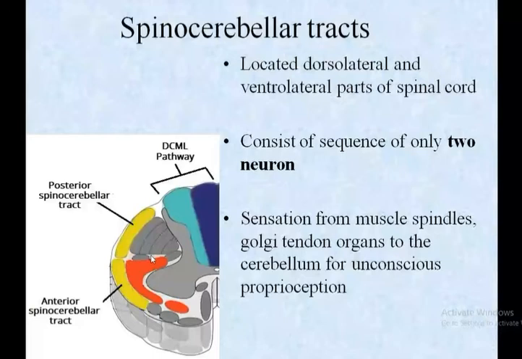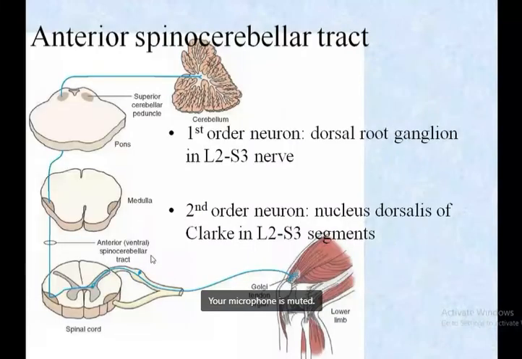Okay, so let's go in detail about this spinocerebellar tract. There are two types of spinocerebellar tract: the anterior or ventral spinocerebellar tract and the dorsal spinocerebellar tract. In the anterior spinocerebellar tract, the first order neuron is present in the dorsal root ganglion of the lumbar and sacral spinal segments, in the lower part of the spinal cord.